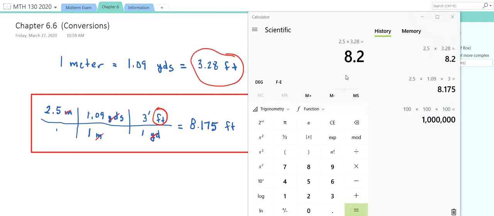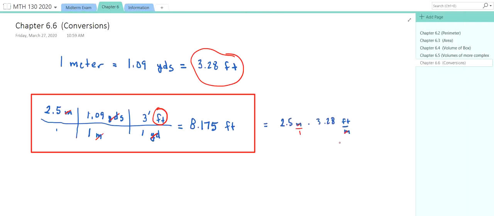So you see I did the calculations. I come out with 8.2, which is a little bigger than this. So this is really an approximation because this is rounded off. My result is a little more accurate, although this 1.09 is probably rounded too. But we know there's exactly 1 yard for every 3 feet.